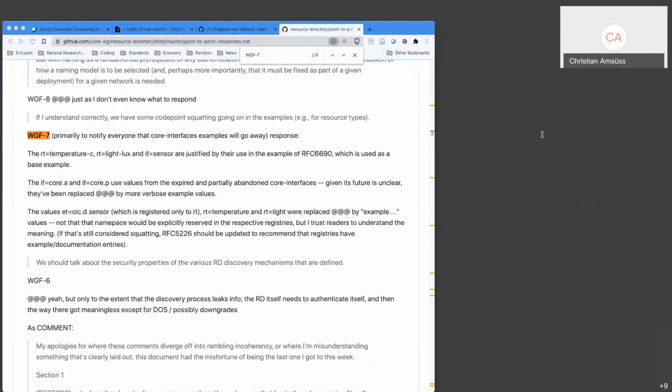The ones in the middle are the interesting ones, that is core.a and core.p. They have been used in examples all around in different drafts, because core interfaces used to be a prominent thing that was kind of expected to go through at some point. I don't think that this future is clear enough that it justifies having those code points here, but then again, it limits the recognizability of the examples. So any better suggestions than replacing those with example.core.a or something like that, or example.actuator?